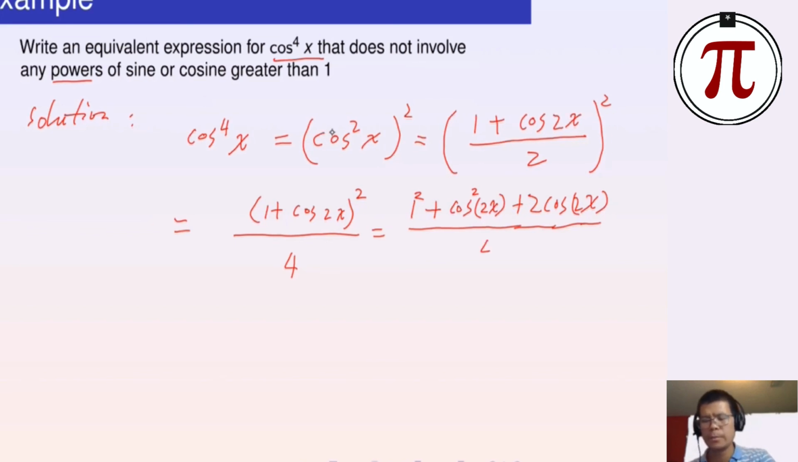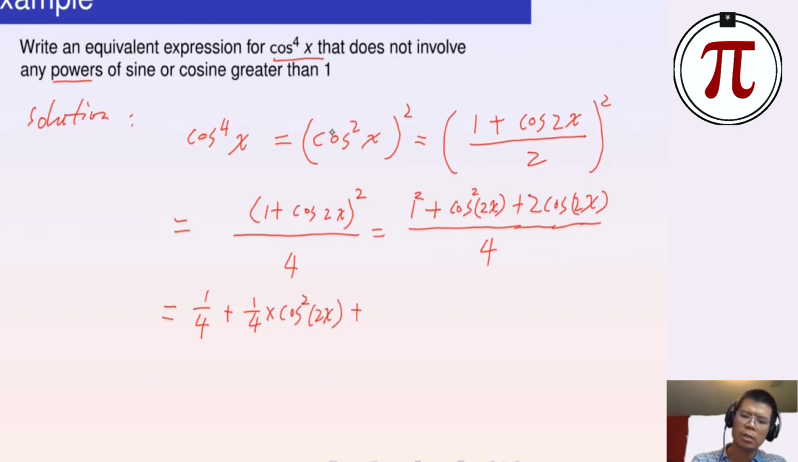And over 4. So which equals 1 over 4 plus, let's consider this one, 1 over 4 times cosine square of 2x, and plus 2 over 4, that's 1/2 cosine of 2x. Are we done? I think we are not done yet, right? We need expressions that do not involve any powers of sine or cosine greater than 1. Now we have this guy with the power 2, so we're not done yet.